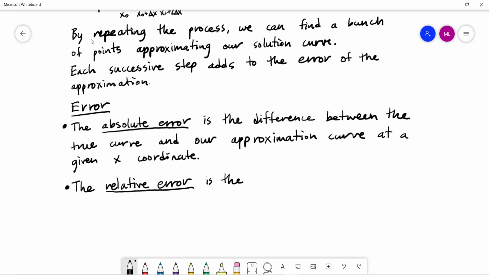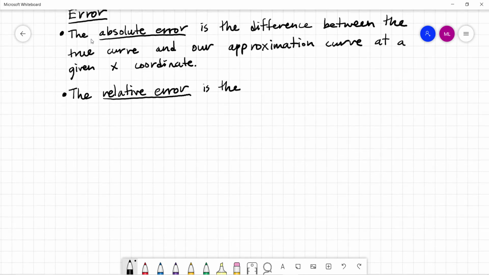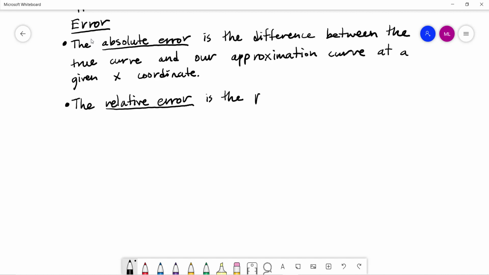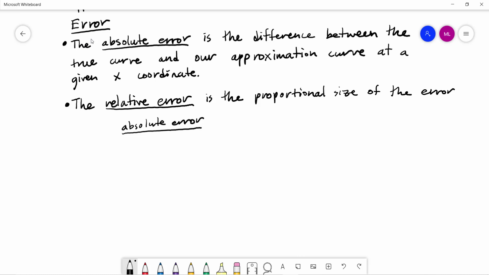And the reason is, an error of 0.1 is really significant if we're zoomed in and looking in the neighborhood of y equals 0. But an error of 0.1 is insignificant if we're talking about a y value like y equals 1,000,000. The difference between 1,000,000 and 1,000,000.1 isn't that significant. But the difference between 0 and 0.1 is potentially quite significant. So the relative error is what I'll call the proportional size of the error, and we would say that it's equal to the absolute error divided by the actual value of y, the true value.